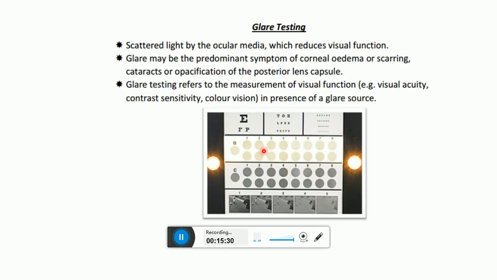Glare testing: scattered light which reduces visual function is called glare. Glare may be the predominant symptom of corneal edema or scarring, cataract, or opacification of the posterior lens capsule. The effect of a glare source depends on its position and intensity and the light scattering properties of the ocular media. Glare testing refers to the measurement of visual function, like visual acuity, contrast sensitivity and color vision, in the presence of a source of glare.